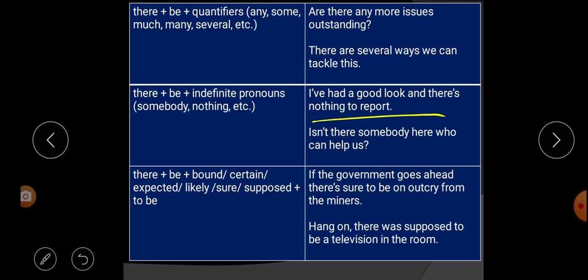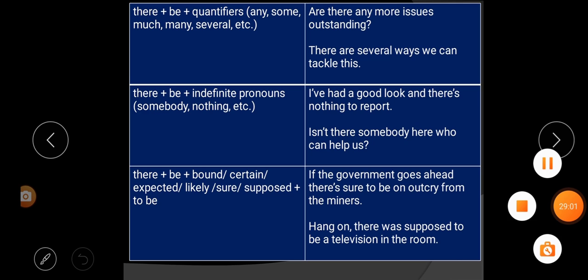I have had a good look, and there is nothing to report. Look at the words: there is nothing to report. Introductory there plus the be verb is. Next, the indefinite pronoun nothing is used here. So: I have had a good look and there is nothing to report.